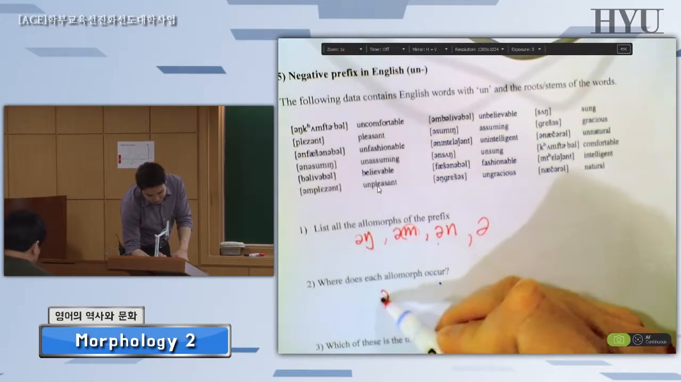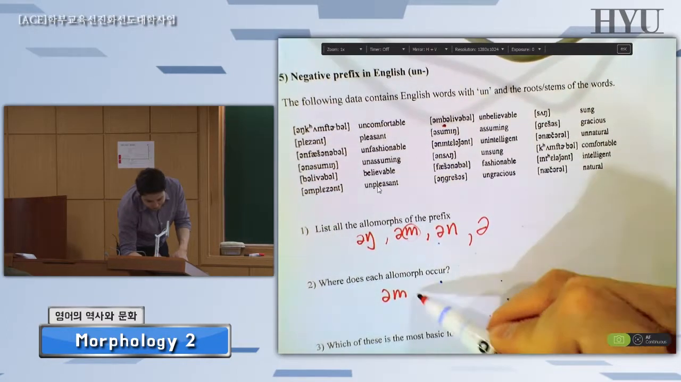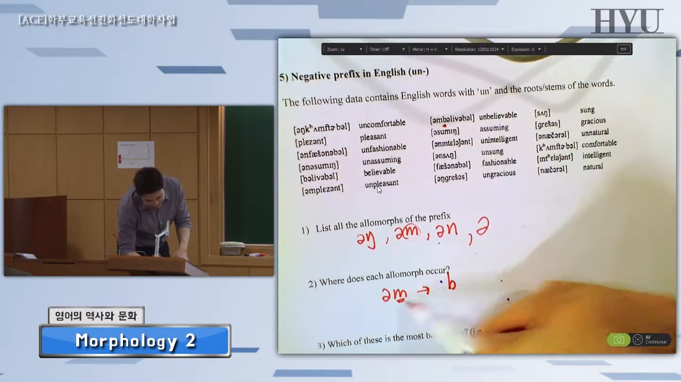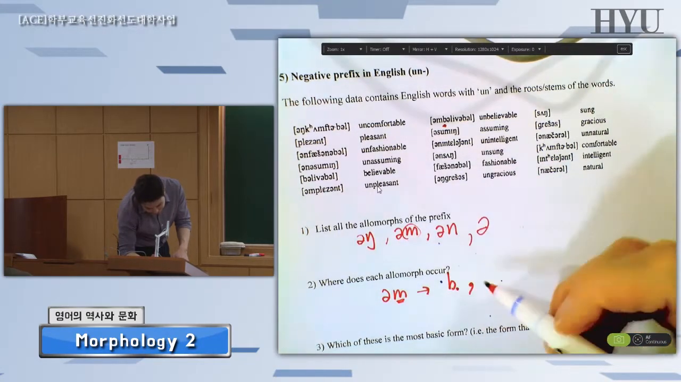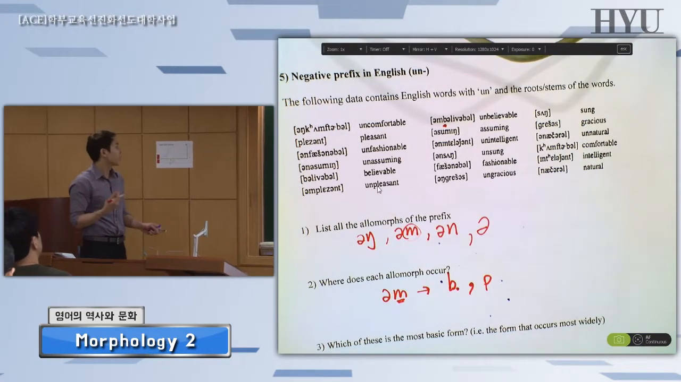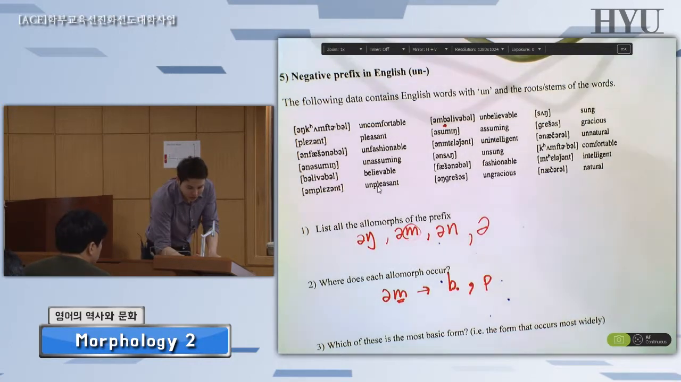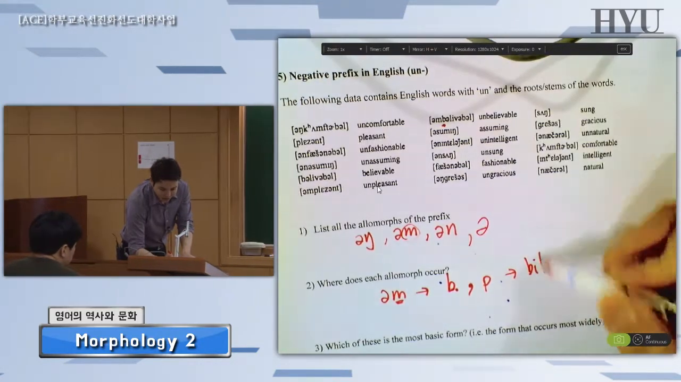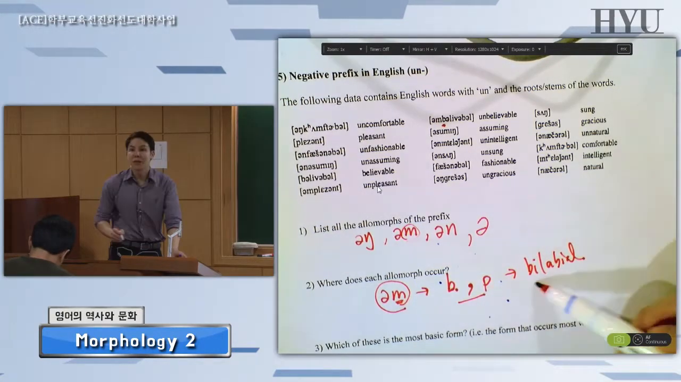So for example, unbelievable, right? After un is a B sound. What else? Unpleasant, P, right? So that seems to be only two examples, right? Unbelievable, unpleasant, and they are both, as you said, bilabial. Okay, so you'll find this allomorph after a bilabial sound.